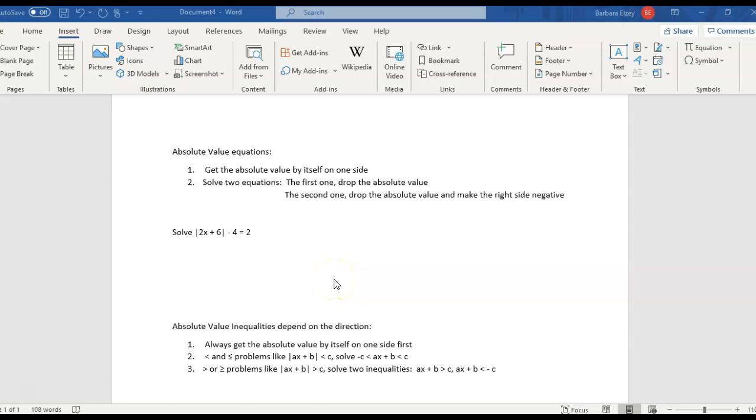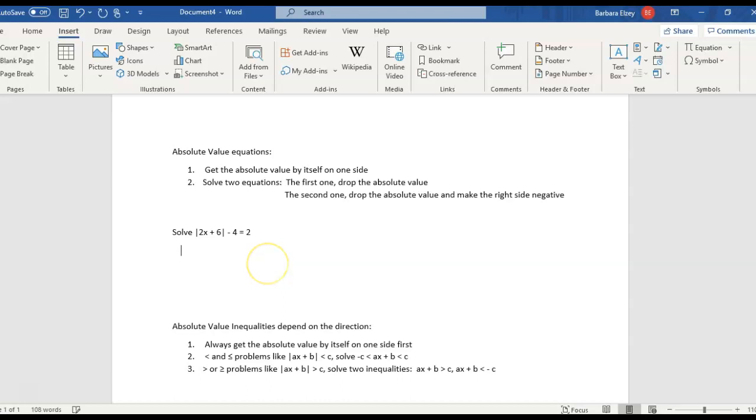Okay, so we are going to look at absolute value equations and absolute value inequalities. And there's a procedure for each one. Let's notice our first thing when we see absolute value equations, things like this, where there's absolute values within the equation, is to get the absolute value by itself on one side. And that's very important. So notice that that -4 right there is not in the absolute value. So we want to get it over to the right side of the equation.